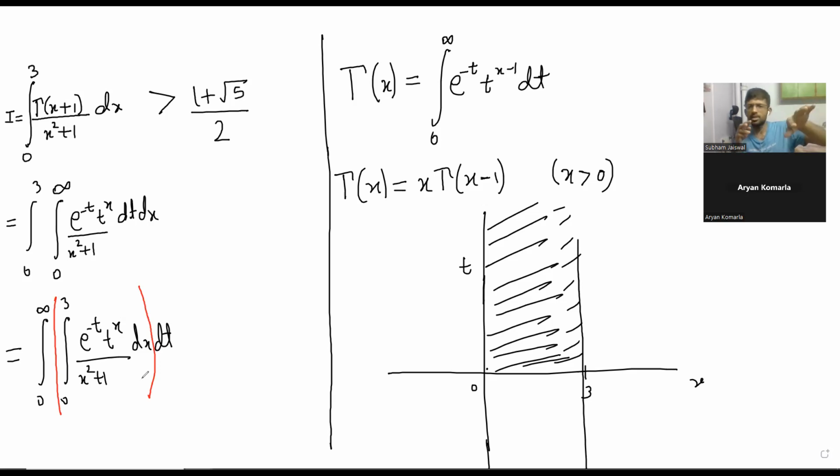So the e to the minus t... we're looking at a constant times a constant to the power x by x squared plus 1. That's what we're looking at. Exactly. And in fact, maybe for more clarity, you can write e to the minus t outside.